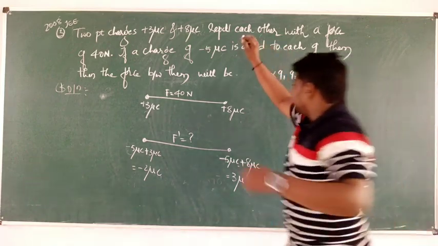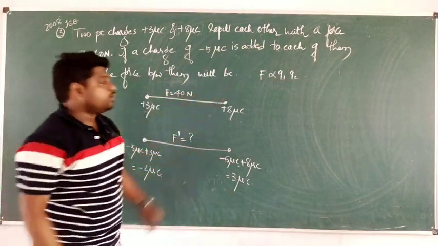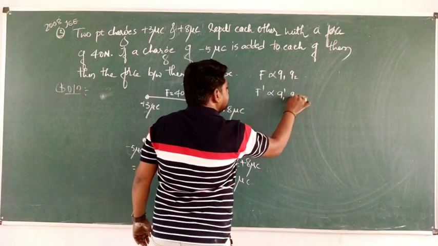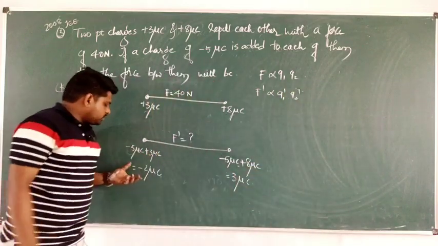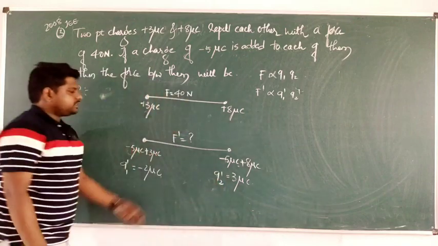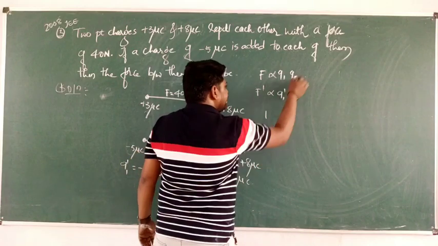This is pretty much simpler here. If F is directly proportional to Q1 as well as Q2, F dash will also be directly proportional to Q1 dash as well as Q2 dash. What are Q1 dash and Q2 dash? This is Q1 dash, this is Q2 dash. So now what I will do is, I will divide this.